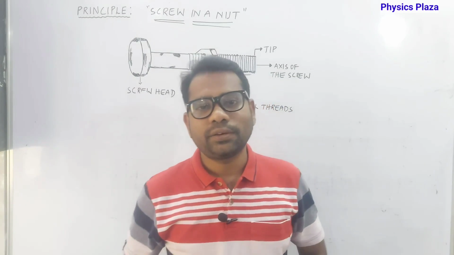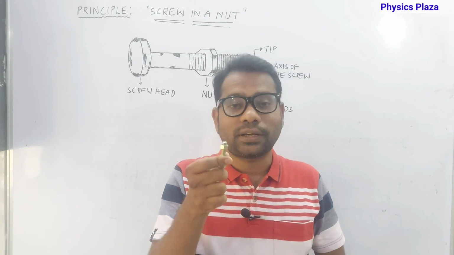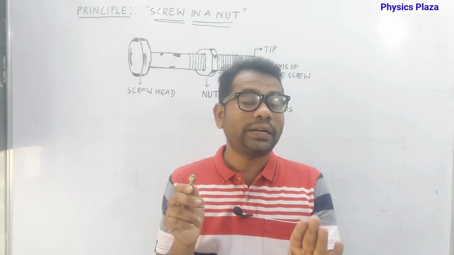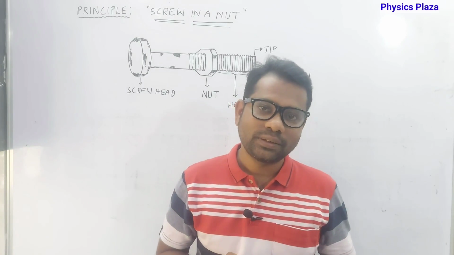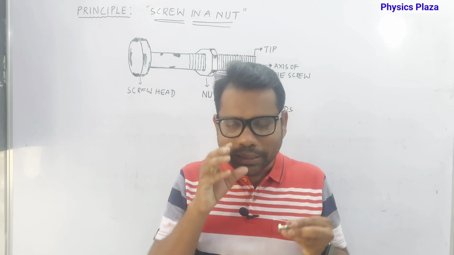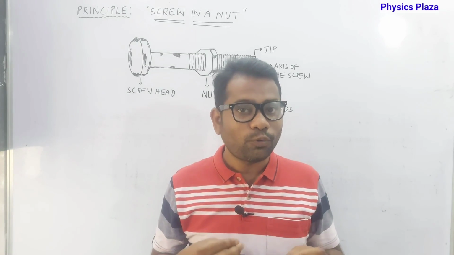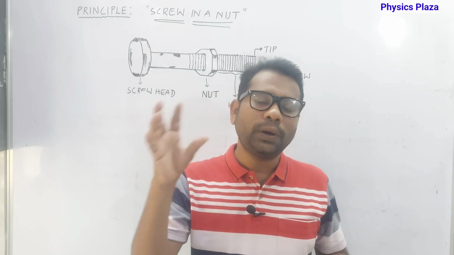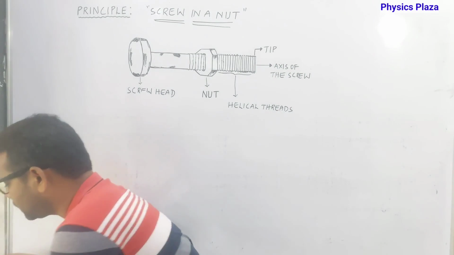Once again I am telling you, if you concentrate on how we are tightening and loosening this screw in a nut, then you can understand the principle of the screw gauge. Because again I am telling you, a screw gauge is nothing but a combination of a screw and a nut. Are you not believing? Let me show you. Let me just take this out.